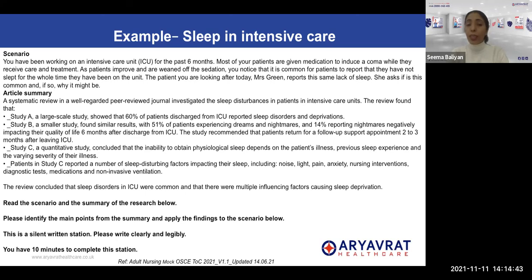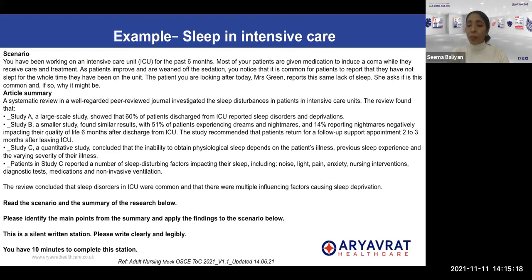It concluded that the inability to obtain physiological sleep depends on the patient's illness, previous sleep experiences, and the varying severity of their illness. Now, patients in study C reported a number of sleep disturbance factors impacting their sleep, including noise, light, pain, anxiety, nursing intervention, diagnostic tests, medication, and non-invasive ventilation. So the review concluded that sleep disorders in ICU were common, and that there were multiple influencing factors causing sleep deprivation.